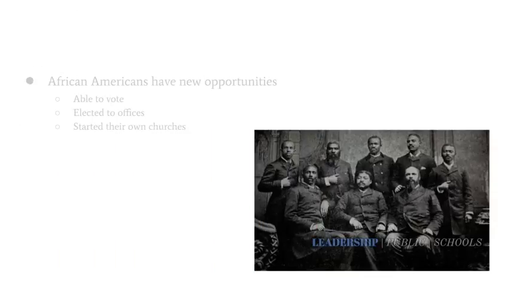During Reconstruction, African Americans had many new opportunities that they had never enjoyed before. Being able to vote meant that African Americans could be elected to political office, and many served in state legislatures throughout the South during Reconstruction, only to be thrown out of office when white Southerners regained control of politics after Reconstruction. Furthermore, many African Americans started their own churches, which became cultural and social centers to help African American communities to survive for decades to come.